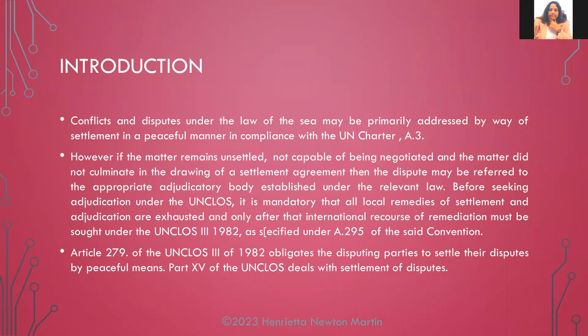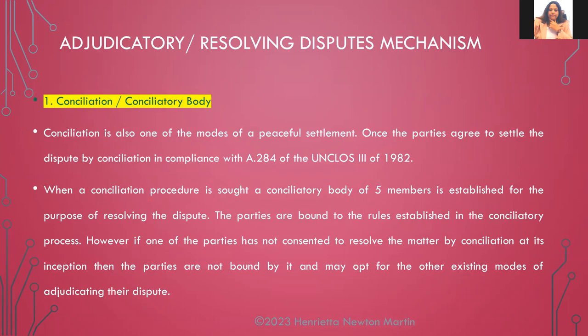Article 279 of the United Nations Convention on the Law of the Sea 3 of 1982 obligates the disputing parties to settle their disputes by peaceful means. Okay, that means the first thing that one has to do is to settle it amicably. So the first thing they have to do is try to settle the dispute on an amicable basis, that is, by peaceful means. Part 15 of the United Nations Convention on the Law of the Sea, 1982, deals with the settlement of disputes.